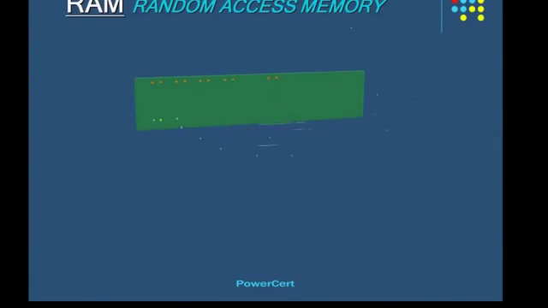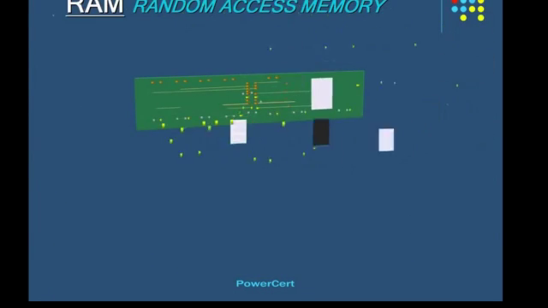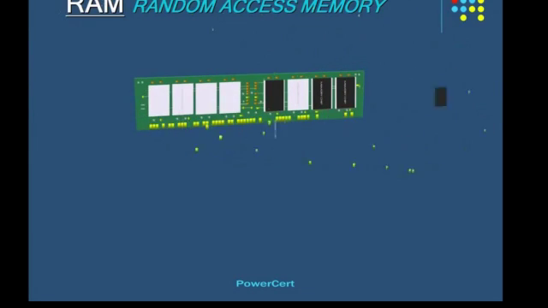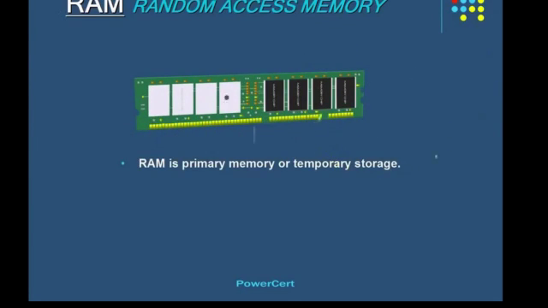In Section 1, we talked about secondary memory, which is permanent storage. This dealt with hard drives. Now we'll talk about primary memory, or temporary storage. This is called RAM. RAM stands for Random Access Memory.